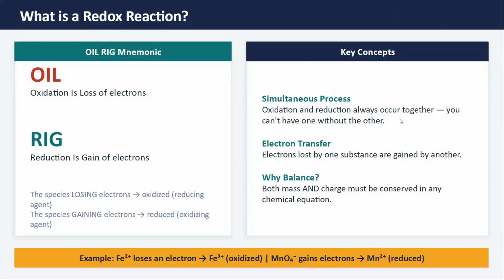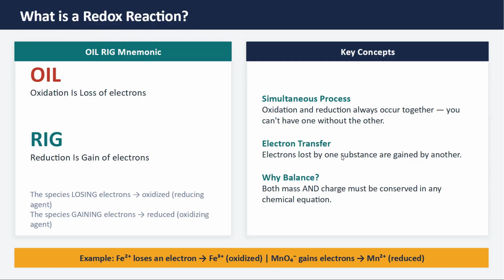There are some key concepts associated with this. First is simultaneous process. Oxidation and reduction always occur together. You can't have one without the other, because if one species is losing electrons, the other will gain the electrons. Second, electron transfer. Electrons lost by one substance are gained by another. As I said, when a species gets oxidized, it loses electrons, and those electrons go to the reduced species, which gains electrons and becomes reduced.